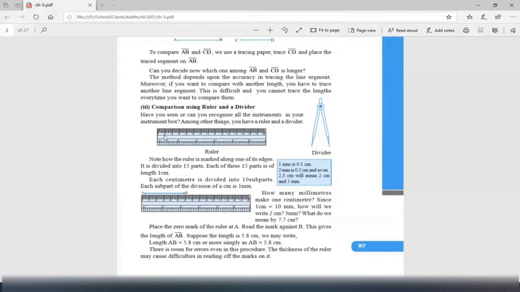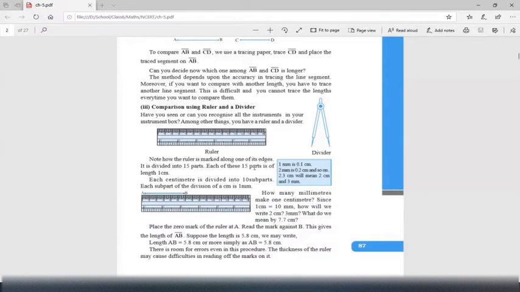So you will take the divider, mark it on the line, get the equal length on the divider needle and bring it on the scale to measure the 2 points. But the divider will give you more accurate results because the needle is sharp and it will point to one particular point. So the chances of mistake are very less using a divider. Here it says, have you seen or can you recognize all the instruments in your instrument box? Among other things, you have a ruler and a divider. Note how the ruler is marked along one of its edges. It is divided into 15 parts. 15 parts means 15 centimeters.